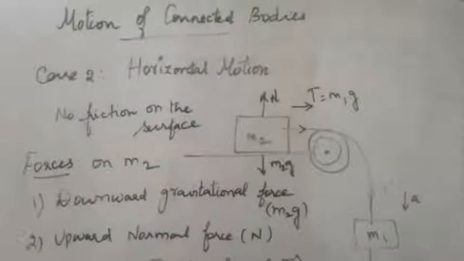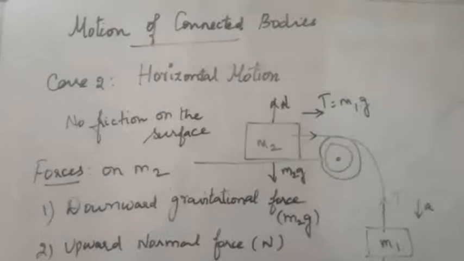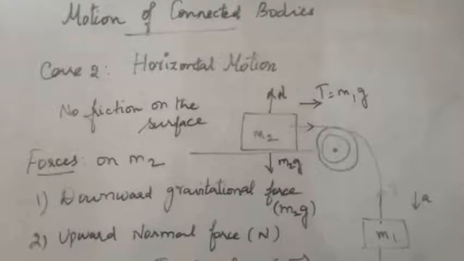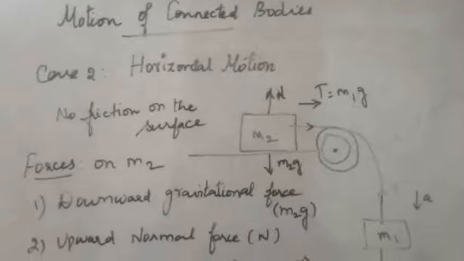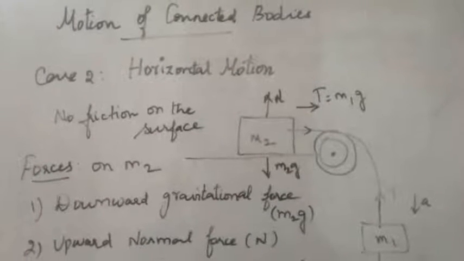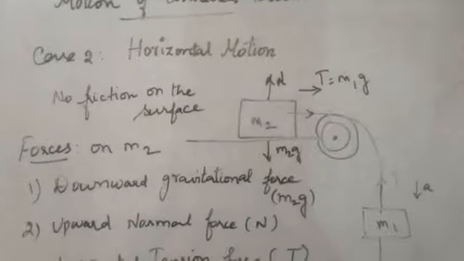In this video, we are going to find the continuation of the previous video, which is motion of connected bodies. In the previous video, we have discussed case 1, vertical motion of connected bodies. Here in this video, it is case 2, horizontal motion of the connected bodies.